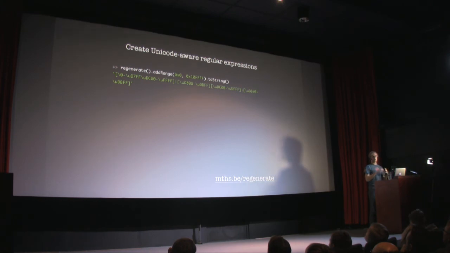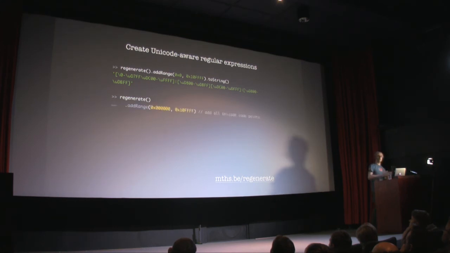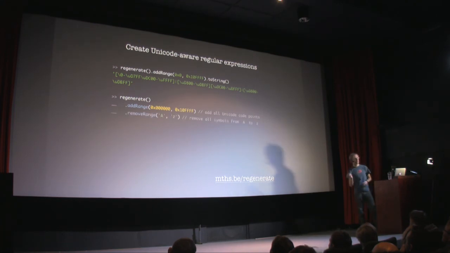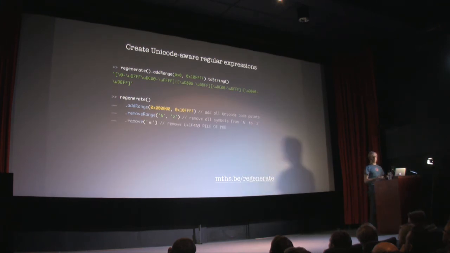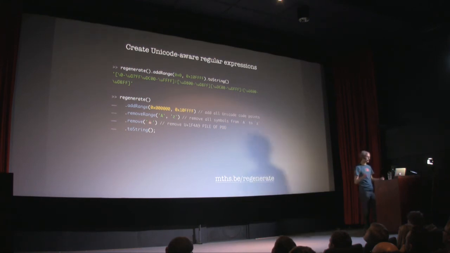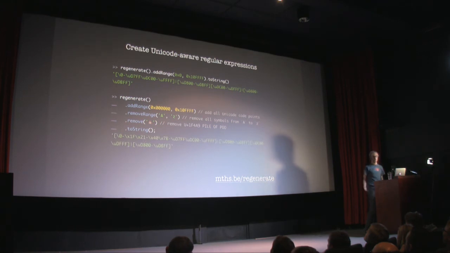The idea is to generate a complex regular expression, then save it to a file, and then use that as part of your library. Here's a slightly more complex example, perhaps. So again, we create a new instance, we add the whole range of Unicode code points to the set, and then we remove the range of symbols based on their string values, from capital letter A to lowercase z. Then we remove a single symbol based on its code point value, in this case, the pile of poo. And then we call toString. So can anyone predict what this regular expression would look like? Yeah, again, me neither, but you don't want to and you don't need to.